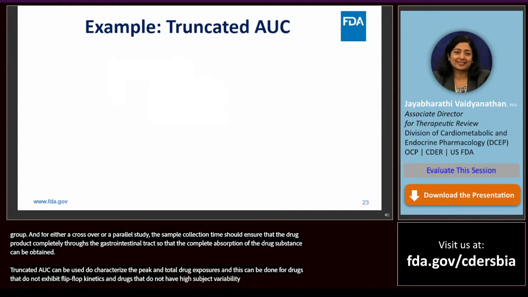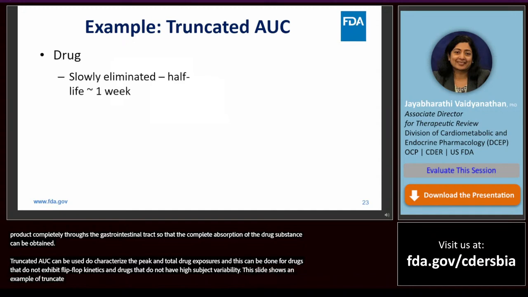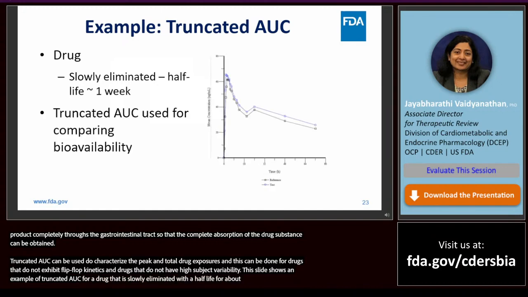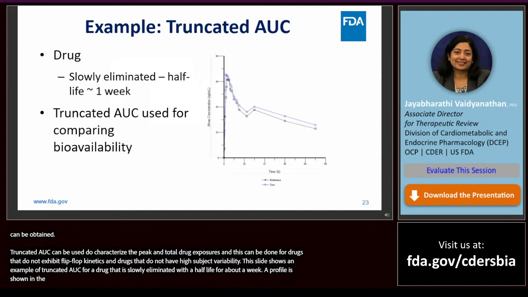This slide shows an example of truncated AUC for a drug that is slowly eliminated with a half-life of about a week. A profile is shown on the right, and for this product, AUC truncated at 48 hours or 72 hours has been used for comparing bioavailability.